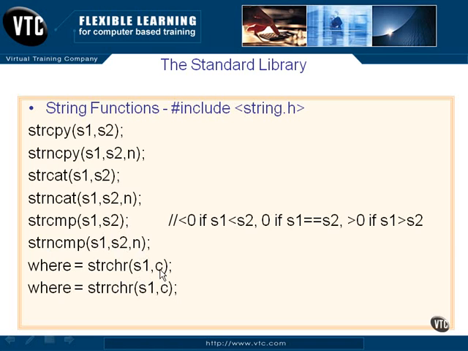So we can look for a letter someplace inside an entire string. strrchr starts at the end of S1 and works its way backward, looking for the character. So we would start here, let's say, if this was our string, and we would look backwards trying to find a letter. And then if we found it, we would return the address.